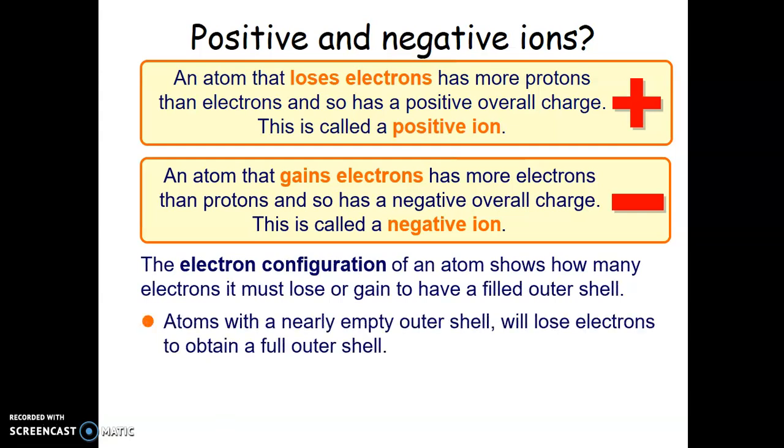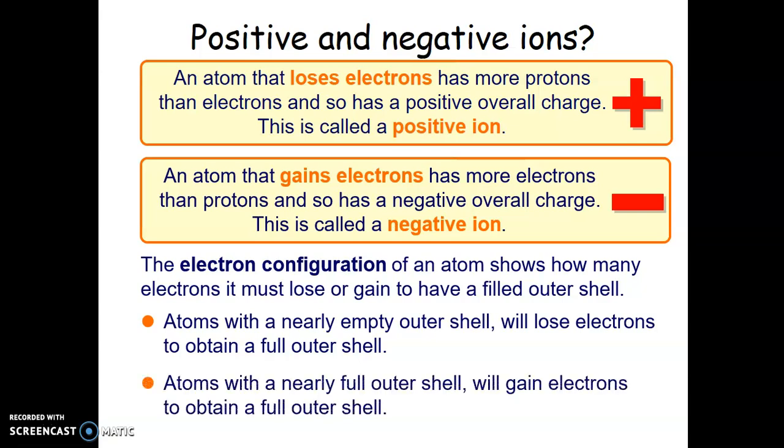If an atom has a nearly empty outer shell, the easiest thing for it to do is to lose electrons. So it loses the spare electrons from its outer shell if it only has a small number of them. If it has a nearly full outer shell, and it has only maybe one, two or three gaps in its outer shell, the easiest thing for it to do is gain electrons to fill up its outer shell.